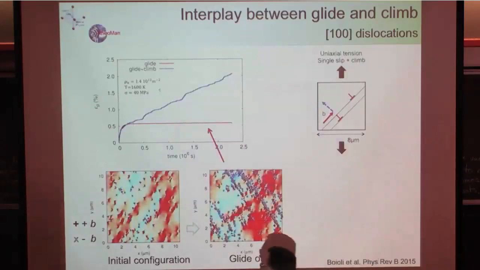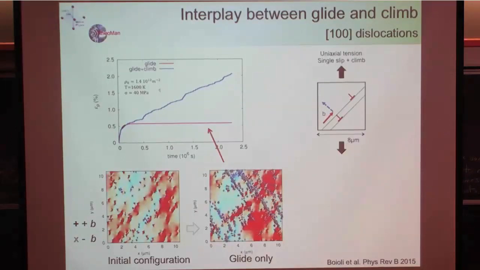So this is something also that we started to do. This is a modeling that has been done by Francesca Boioli, and the details are published in this paper here in Physical Review. So we took the 2.5D dislocation dynamics, and we gave the dislocations those two possibilities, gliding and climbing. But what is nice with modeling is that you can play with the mechanism. So first you can say, well, you're not allowed to climb, just glide, and see what happens.